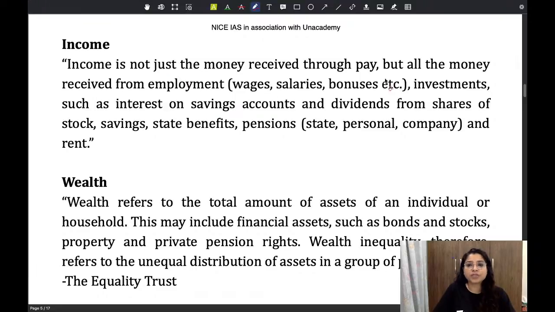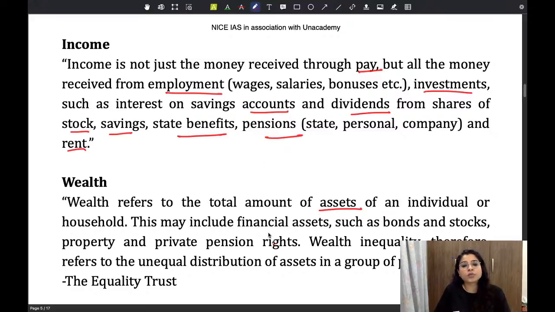Income is something that you receive from your pay, that is, out of your employment: your wages, your salary, bonuses, your investments, such as interest on savings accounts and dividends from shares of stock, savings, state benefits, pensions, and others. And rent. What is your wealth? Wealth is the total amount of assets of an individual or a household, and this includes your financial assets, such as bonds, stocks, property, private pension rights.